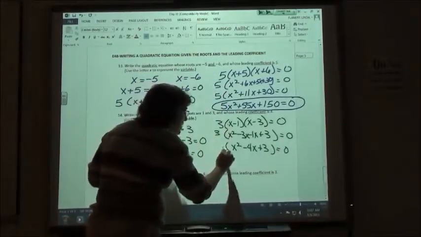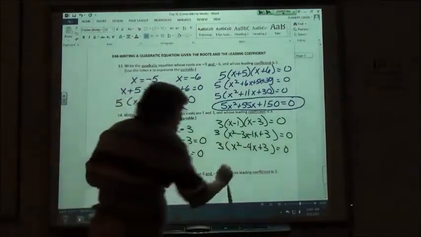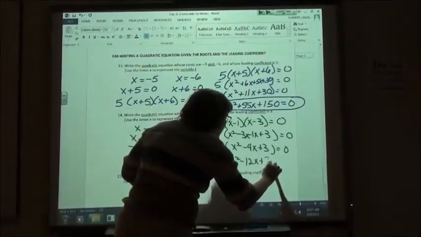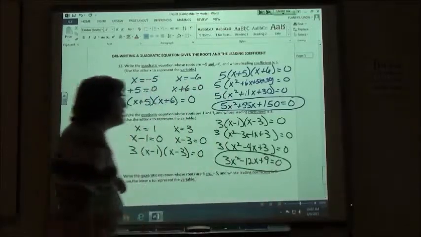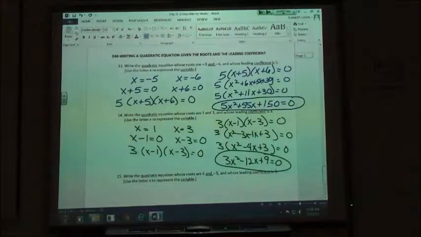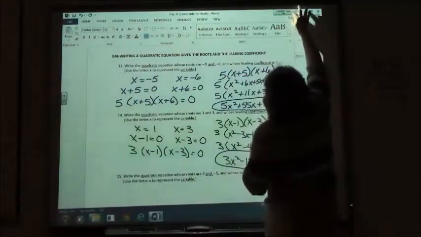There's still the 3 in front, and so my final step, multiplying everything by 3, 3x squared minus 12x plus 9 equals 0. Then is my quadratic expression that would have answers, roots of 1 and 3, and whose leading coefficient is 3. And one last one of those.